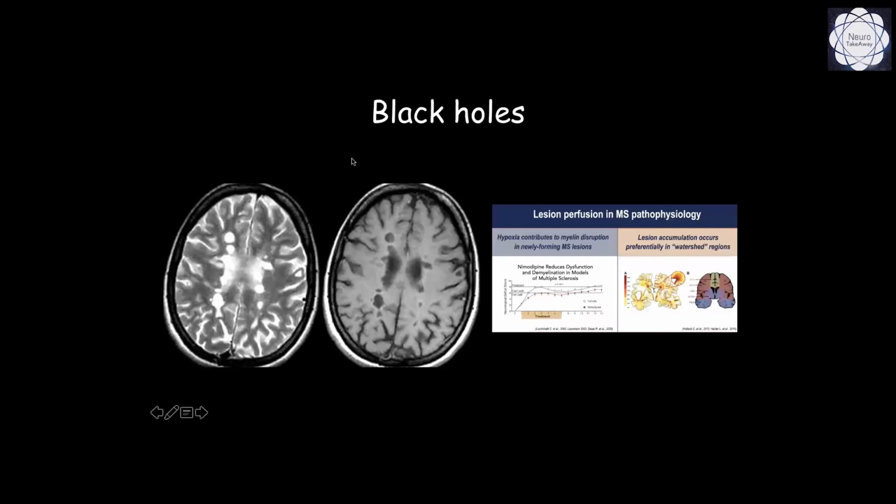Other features that we have to take into consideration are the black holes on T1. These lesions are usually at the level of the central valley, and they co-locate with the watershed arterial areas. And it has been mentioned that there may be a pathoetiological concept of hypoperfusion regarding these lesions. They are not usually seen in the brainstem, in the cerebellum, or in the spinal cord.